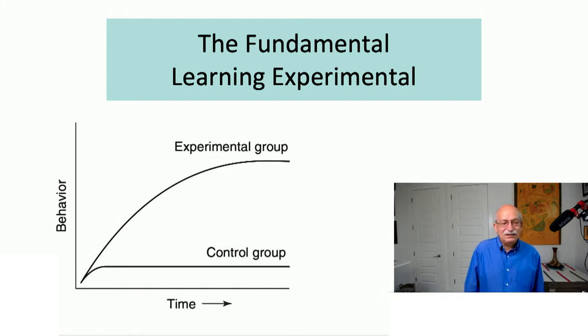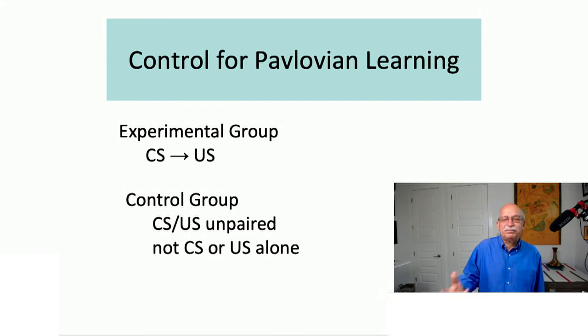If we look at the next slide, the issue of what the control procedure should be has been discussed at great length, and it's pretty straightforward. The experimental group gets the conditioned stimulus paired with the US. What you're interested in is learning to associate the CS with the US, and so the control group gets both stimuli, but in an unpaired fashion so that the association cannot be established. So the control procedure is a CS-US unpaired procedure. It is not presenting the CS by itself or the US by itself. It has to present both stimuli, but in an unpaired fashion.